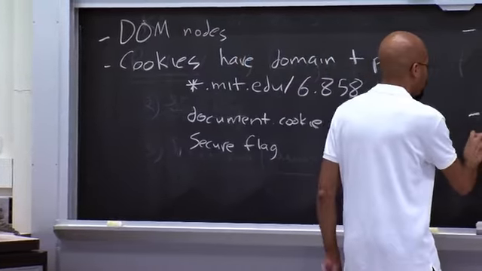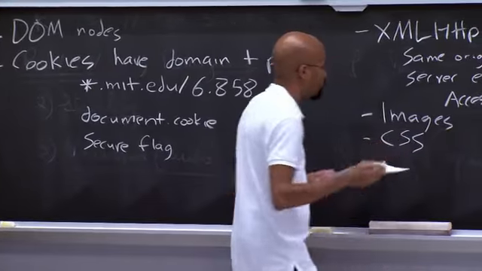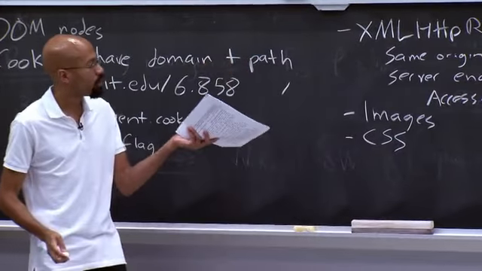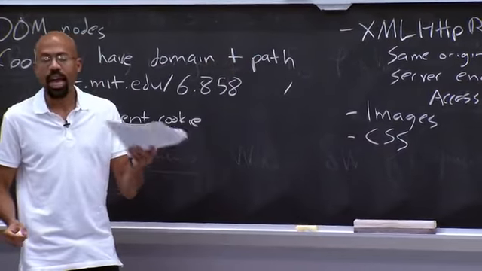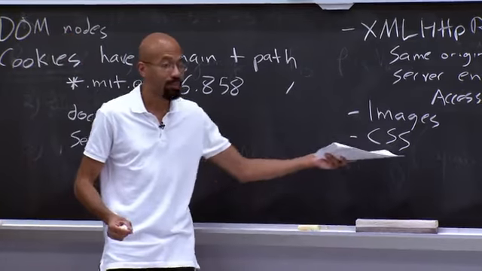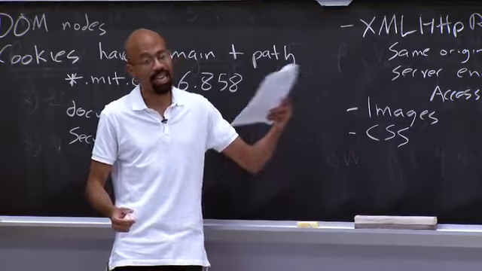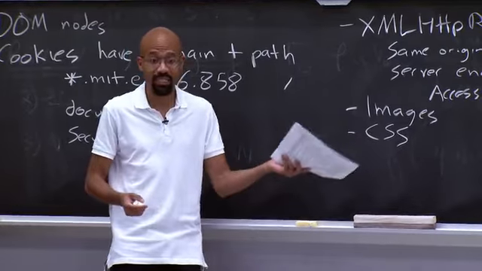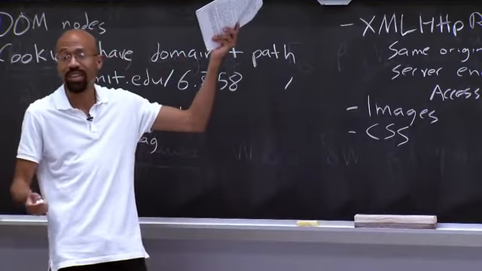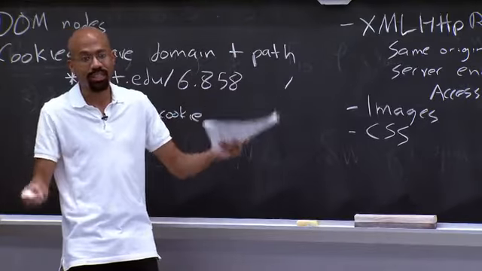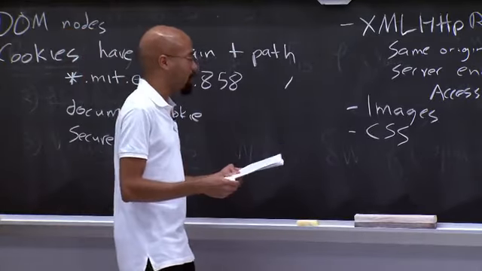CSS has a similar story to images. So a frame can embed CSS from any origin. However, it cannot directly inspect the text inside that CSS file if it's from a different origin. But it can actually imply what the CSS does because it can just create a bunch of nodes and then see how their styling gets changed, right? So it's a bit wacky.